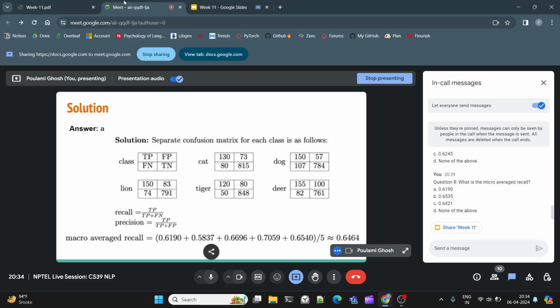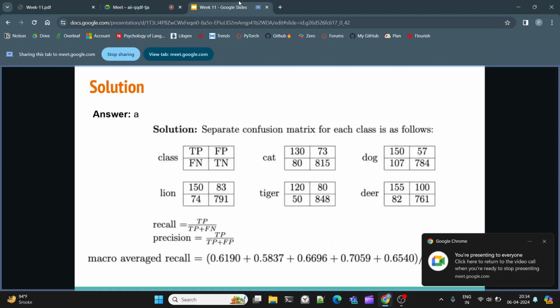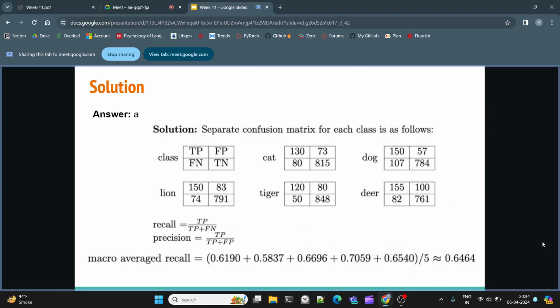So any other doubt? Ma'am, for the macro average, we will take only recall and precision summations, not anything else. Just like in this example, you have calculated the macro average recall, so you have taken the recall and precision. Is it only for this case or for all cases, if we are calculating the macro average for any other metrics like F1 score or accuracy?